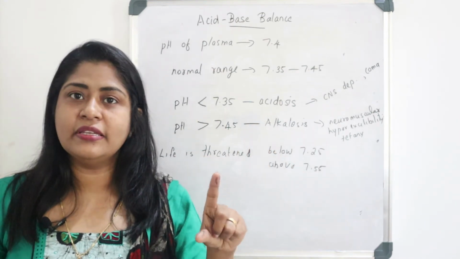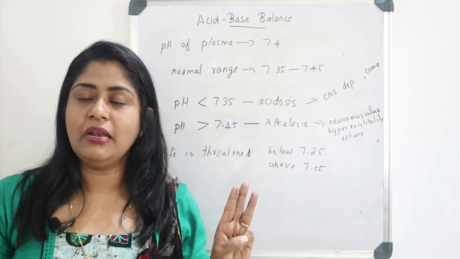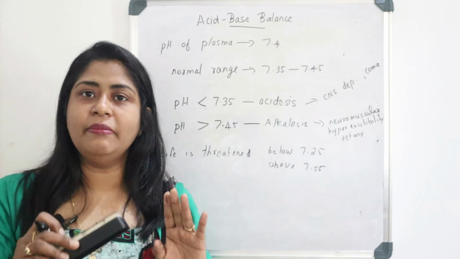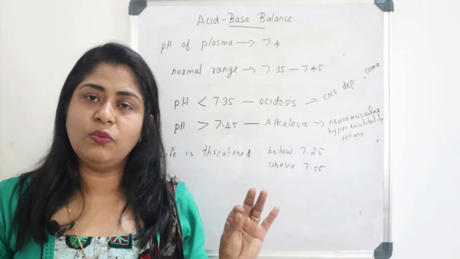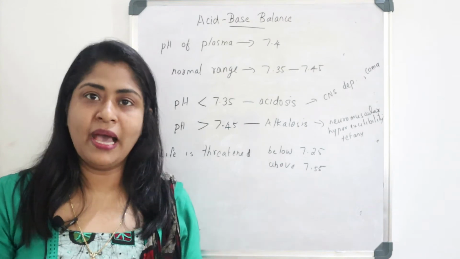So there comes the importance of these three mechanisms for regulating the acid-base balance: first, the buffers of the body fluids; second, the respiratory system; and third, the renal mechanism. These three mechanisms are very, very important for the maintenance of acid-base balance.